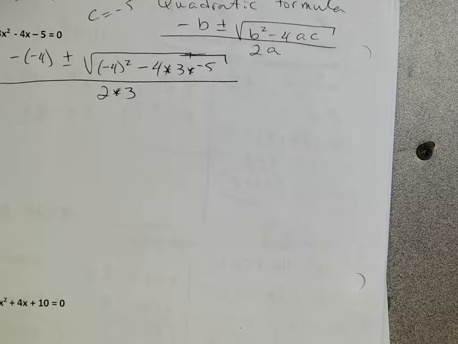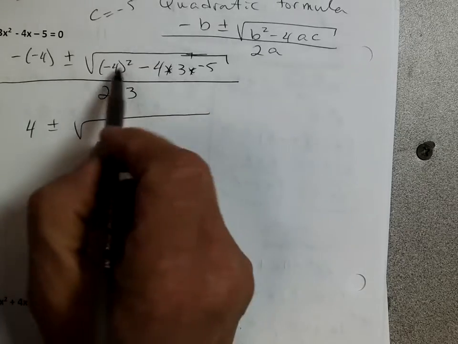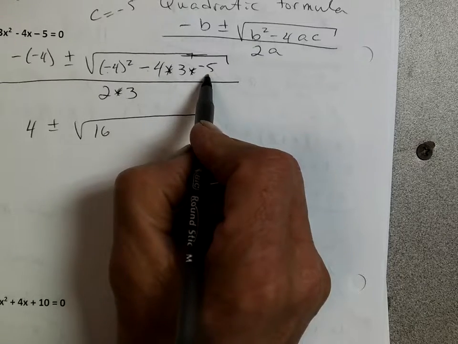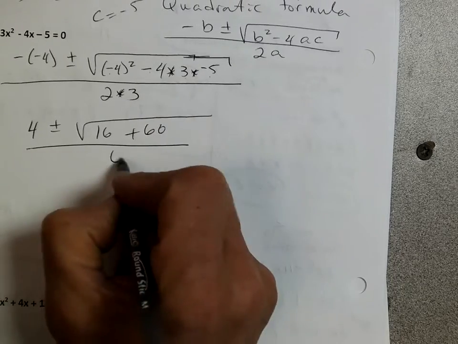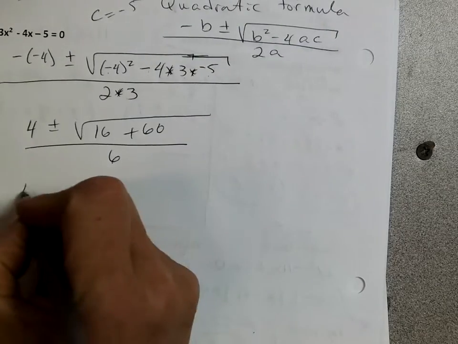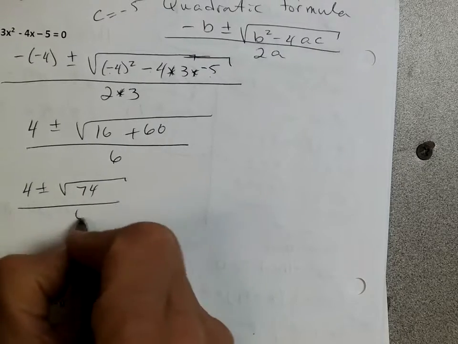And we always remember a negative times a negative is a positive, right? So negative negative makes a positive 4 plus or minus the square root of negative 4 squared, which is positive 16. Negative times negative is positive, so I get 60. 12 times 5 is 60, plus 60, over 6. And again, if multiplication is not your thing, and some of you can't, no offense, I've seen it, use a calculator. So I've got 4 plus or minus the square root of 74, over 6.